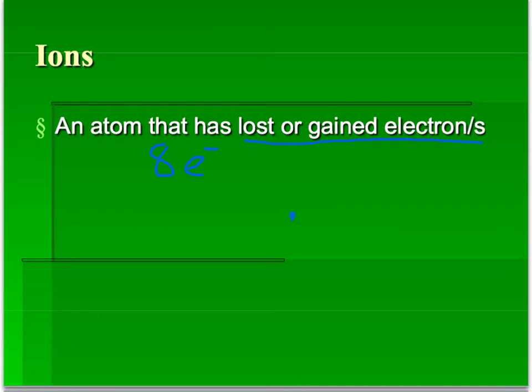So for example, let's look at calcium. Calcium has 20 electrons, and it wants to lose 2. It wants to end up having 18 electrons. For reasons, if you remember from Chem 11, great, and if not, just take my word for it. So what it wants to do, it wants to lose 2 electrons.